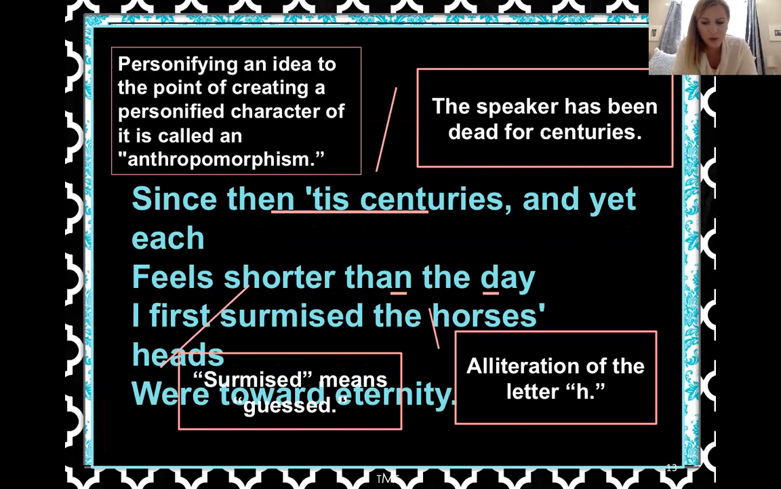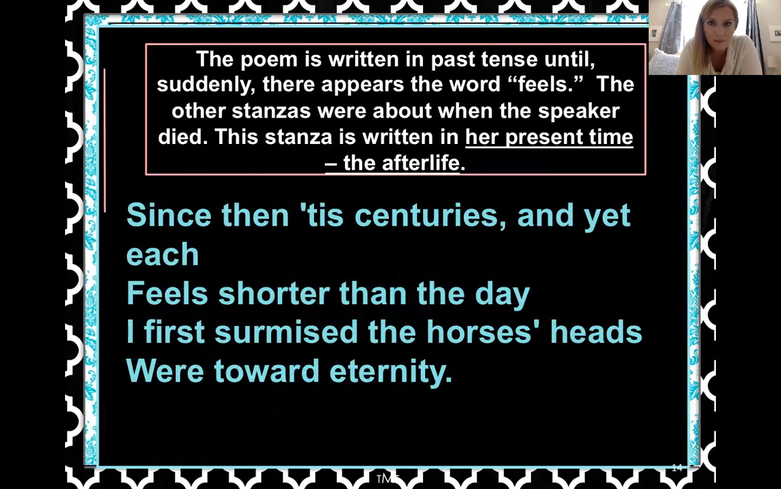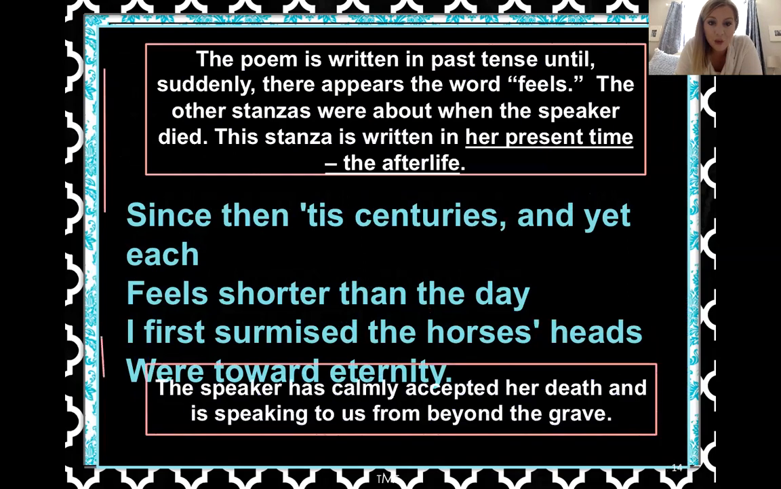Okay, so since then 'tis centuries. Whoa. So it felt like that poem was in present tense, right? That it was happening as we were reading it. But all of a sudden she goes, no, this happened hundreds of years ago. So she's speaking to us from the grave, and she's been dead for centuries. Now, we kind of have a feeling that the afterlife in this poem does exist because she mentions eternity, right? So the speaker has calmly accepted her death and is speaking to us beyond the grave.